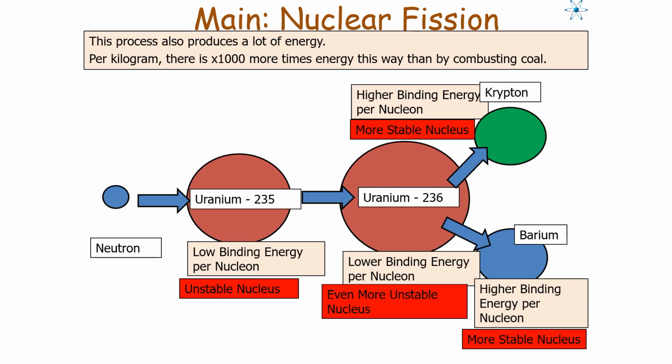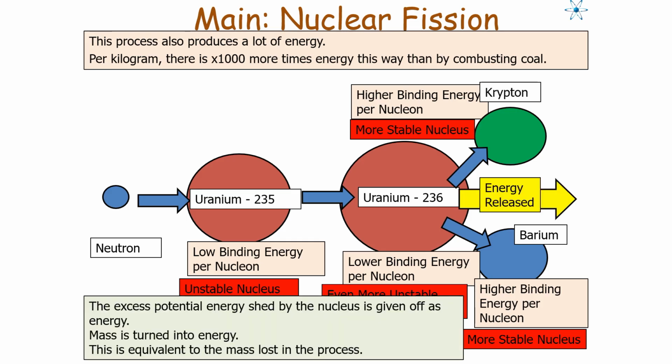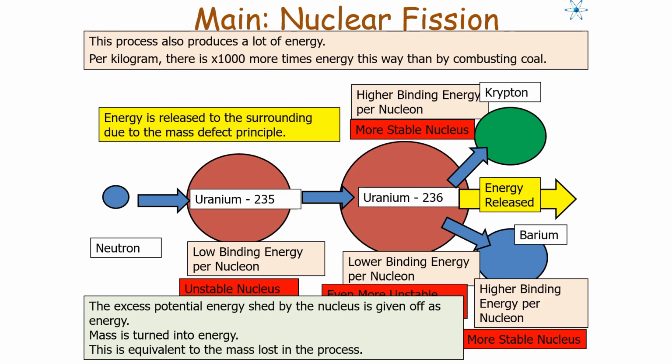Now, this process will also produce lots of energy. Per kilogram, there's about 1,000 times more energy this way than by combusting coal. So now, in the nuclear fission process, energy is released. The excess energy shed by the nucleus is given off as energy. Mass is turned into energy, and this is equivalent to the mass lost in the process. So energy is released to the surroundings due to the mass deficit principle.